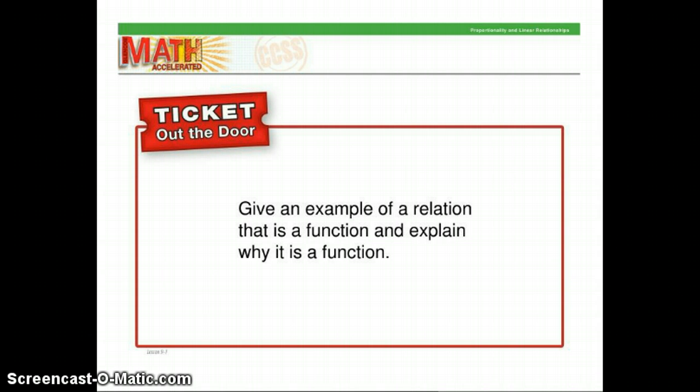And I have one last question for you, our final lesson question. Give an example of a relation that is a function and explain why it is a function. Think of all the problems we've solved this year, and maybe you might want to select one of those. But you can also create your own example of a relation that is a function. Be sure to explain why it is a function in the work section of your WSQ.